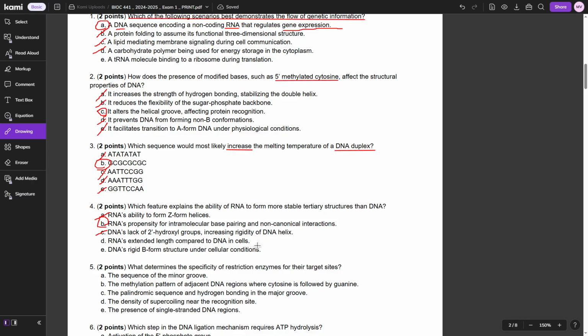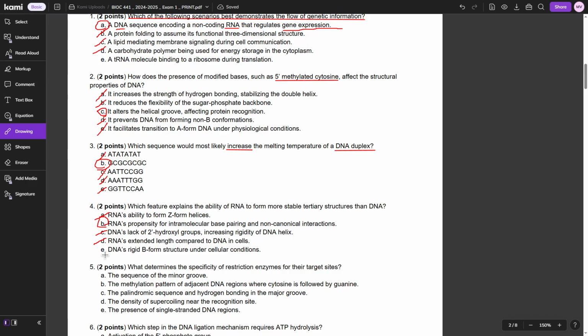RNA's extended length compared to DNA in the cell. This is just not true. DNA is very long. There's some RNAs that are the same size as DNAs. It's just not true to say that RNAs have extended length compared to DNA.